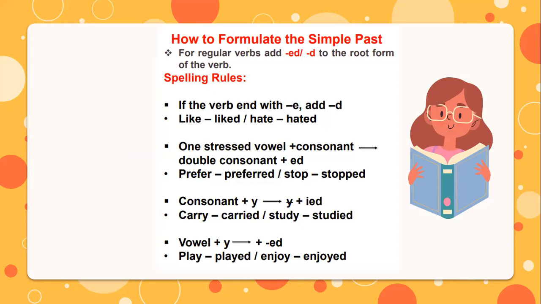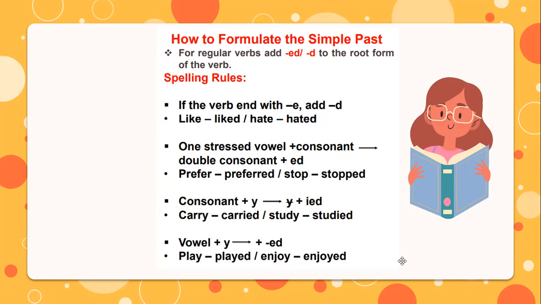Now, when I have one stressed vowel plus a consonant, we need to double the consonant and then add ED. For example, prefer, preferred. So we have the vowel letter E stressed between two consonants, and what's coming after letter E, which is the vowel letter, is letter R, which is the consonant letter. So I need to double the consonant, which is R, and I then add E and D. For example, also we have stop and stopped.